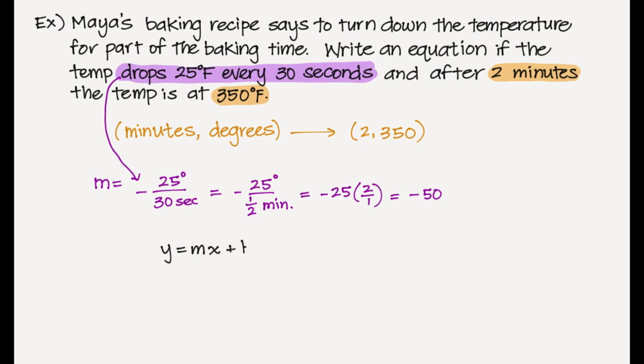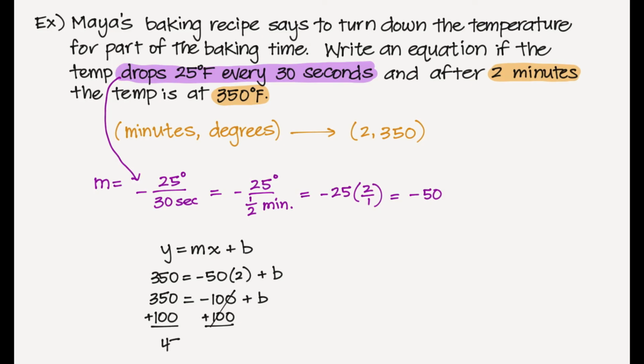So now I have a point, 2, 350, and I have the slope, negative 50, that I'm going to plug into my slope-intercept form to find my y-intercept. So here we go. Negative 50 times 2 is negative 100. I'm going to add 100 to both sides, and then I find that my y-intercept, or my b, is 450. So now I'm almost done. Let's put them together. y is equal to negative 50x plus 450.